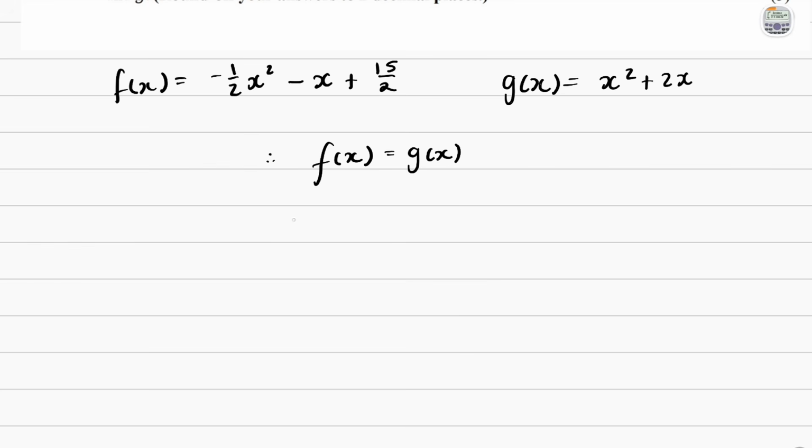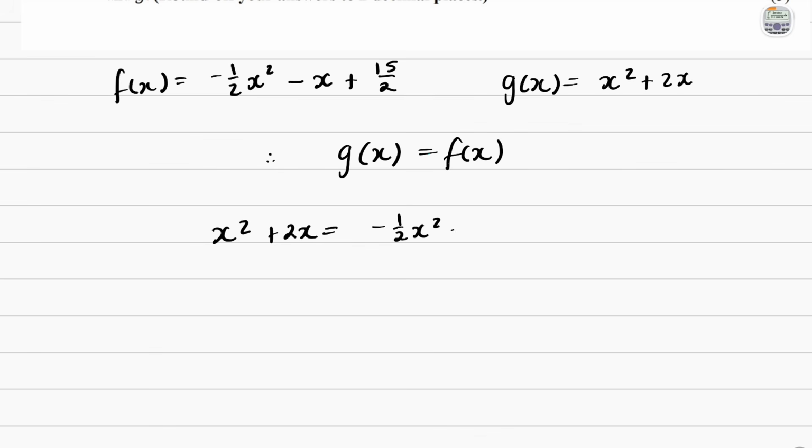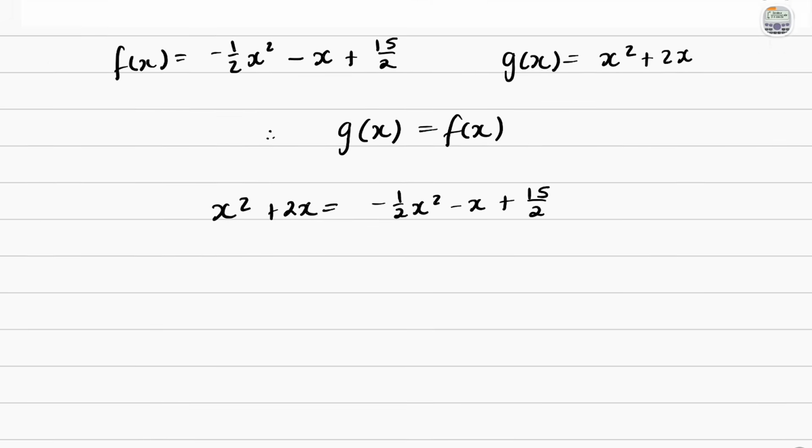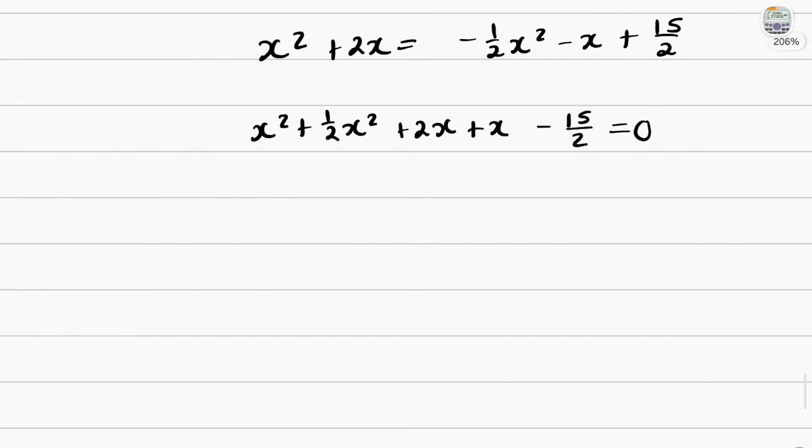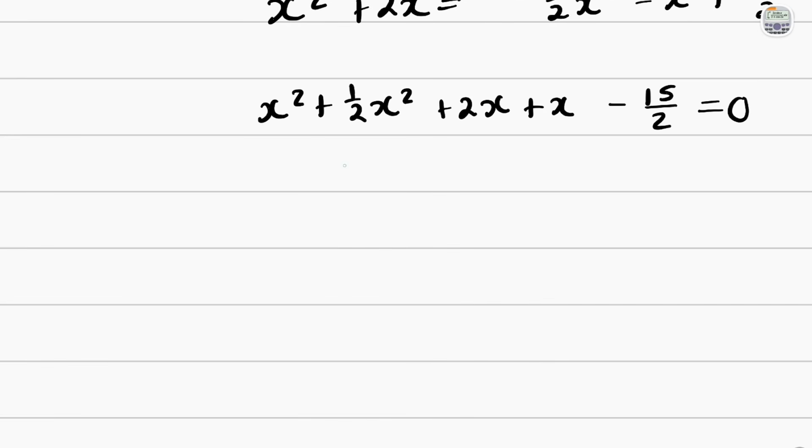Okay, so I'm just going to put the g of x first. We'll leave it as g of x just because I want to keep the positives on the left-hand side. So x squared plus 2x is equal to negative a half x squared minus x plus 15 over 2. And so this is now going to be x squared plus 1 over 2 x squared plus 2x plus x, and then that comes over and becomes negative 15 over 2 is equal to 0. Okay, so we have a trinomial. When adding these two together, 1 plus a half is 3 over 2 x squared, and then we have plus 3x and minus 15 over 2 equals 0.